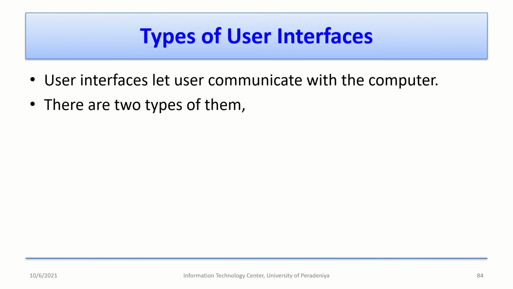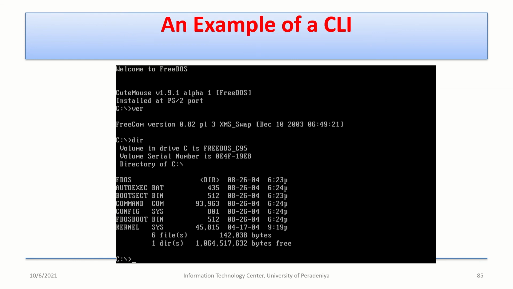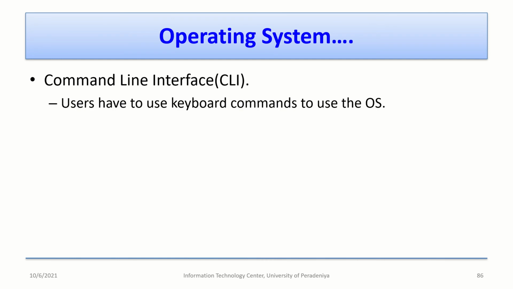Okay, and then the types of user interface used in operating systems. User interfaces let the user communicate with the computer. There are two types, right? We call them command line interface and graphical user interface, CLI and GUI, right? So this is command line interface mode. In command line interface mode, we have to keep in mind some commands. If you want to do a particular thing, we have to use that particular command, right? Without commands we can't do anything, right? So in CLI, the user has to use keyboard commands to use the operating system. The user has to remember the commands, right?